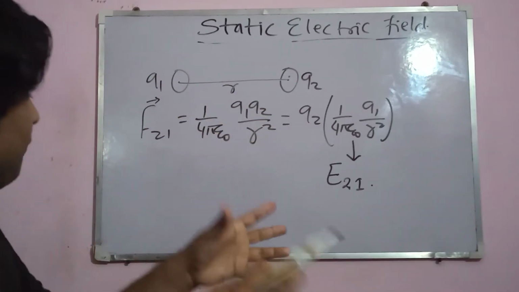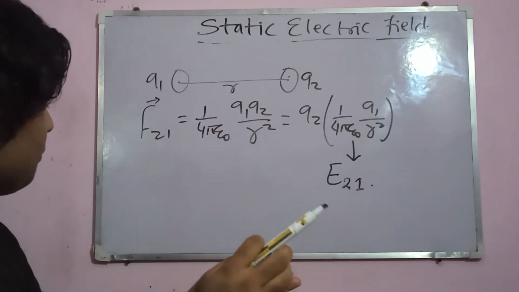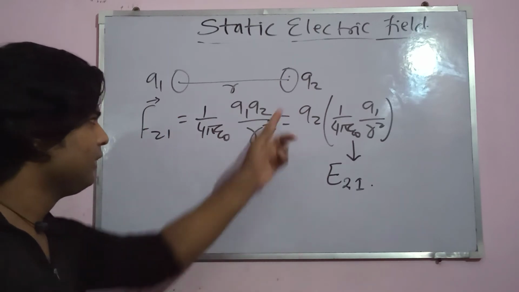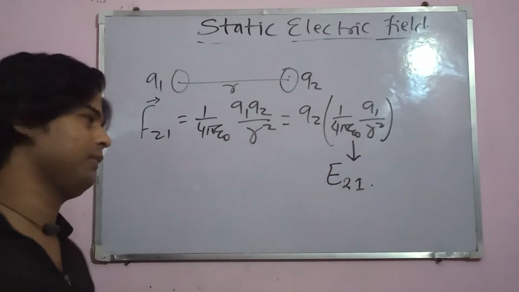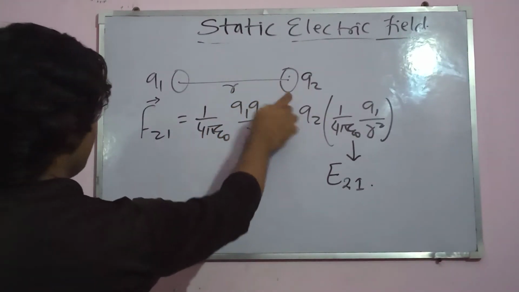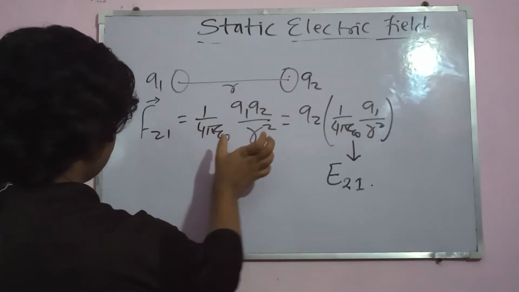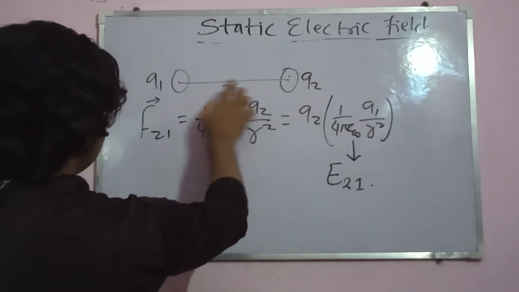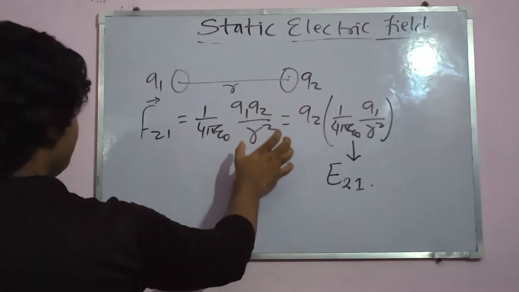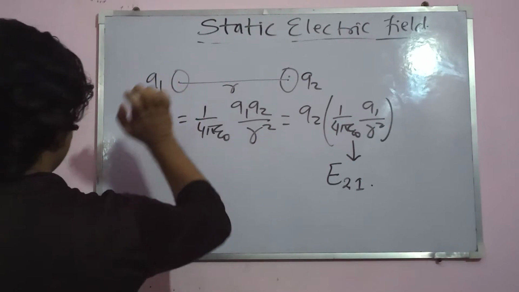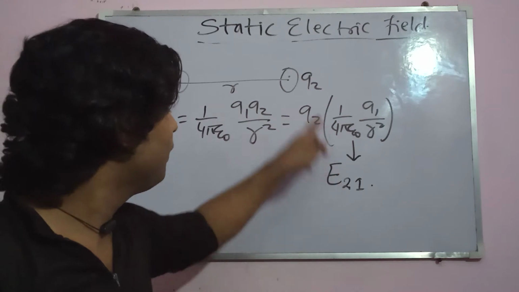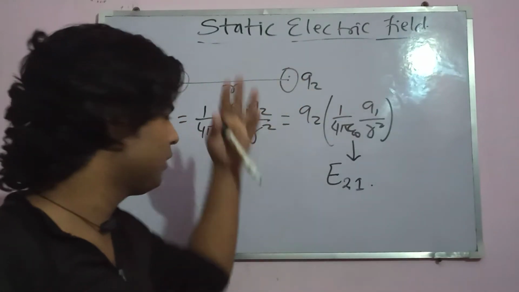So to exert the force on Q2 by Q1, Q1 needs something that is called a static electric field. Similarly, if I invert the equation, Q2 is also applying on Q1 the same amount of force, and in the case of Q2, Q2 needs a static electric field to produce force on Q1. So the static electric field at Q2 is dependent on charge Q1 only.